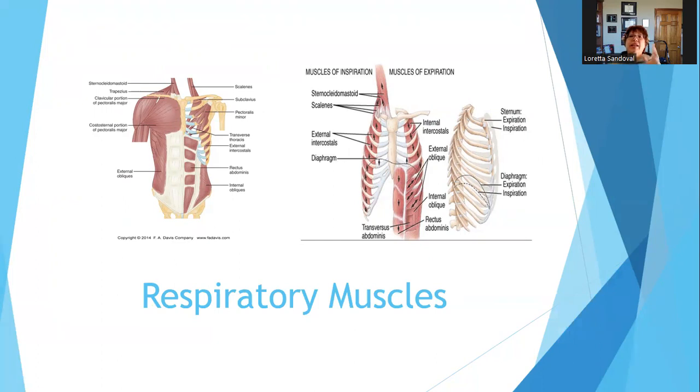The accessory muscles, anything besides the diaphragm and the external intercostals, are considered accessory muscles. They're only used when necessary. So they're not used all the time. But when you have forced inspiration or expiration, and a lot of times with pulmonary pathologies, those muscles come into play. And we'll talk a little bit about how it comes into play in therapy.